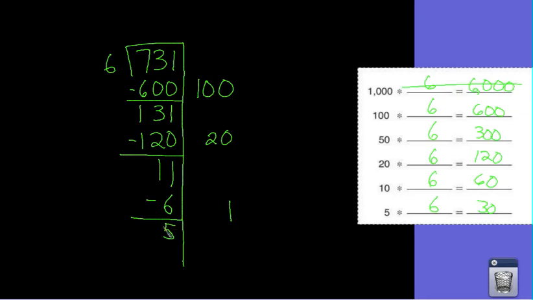Once we end up with a number that is smaller than our divisor, then we stop dividing, and this is going to turn into our remainder. So we've got our partial products, we have a remainder. We're going to add all of those up. 100 plus 20 plus 1 is 121 with a remainder of 5. So our answer for 731 divided by 6 is 121, remainder 5.